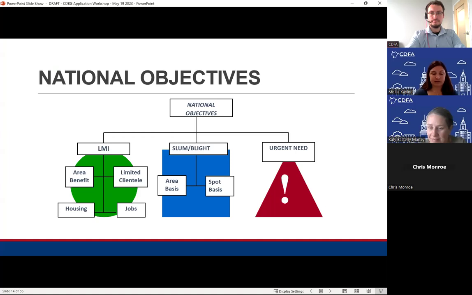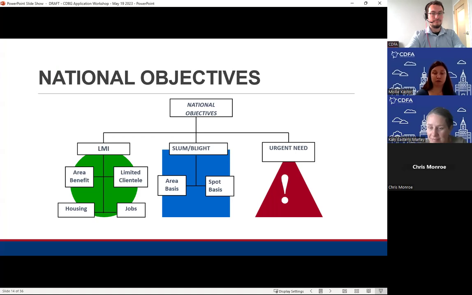The next slide, we're going to talk a little bit about national objectives. So under the CDBG program, there are 3 allowable national objectives. It is to provide direct benefit to low to moderate income persons or households, to aid in the prevention or elimination of slums and blight, or to eliminate a serious and immediate threat to public health and safety, which is referred to as urgent need.